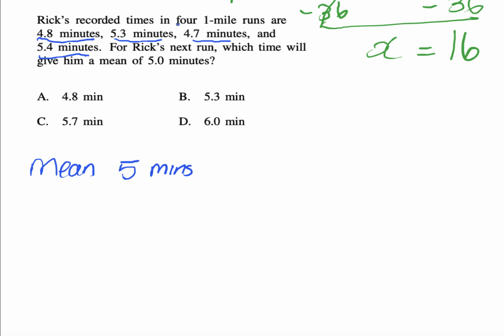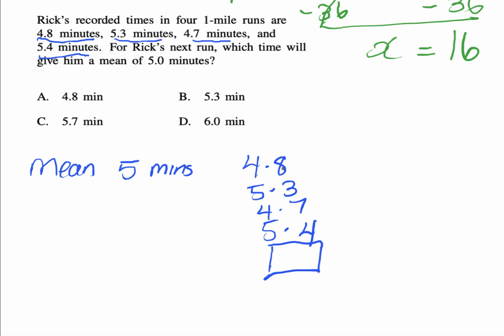Notice they gave us 4 runs. So his 4 runs are 4.8, 5.3, 4.7, and 5.4. His next run would make him run 5 times, so I'm going to multiply the mean by 5, because they're 1, 2, 3, 4, 5. 5 times 5 is 25. So I have my total here.